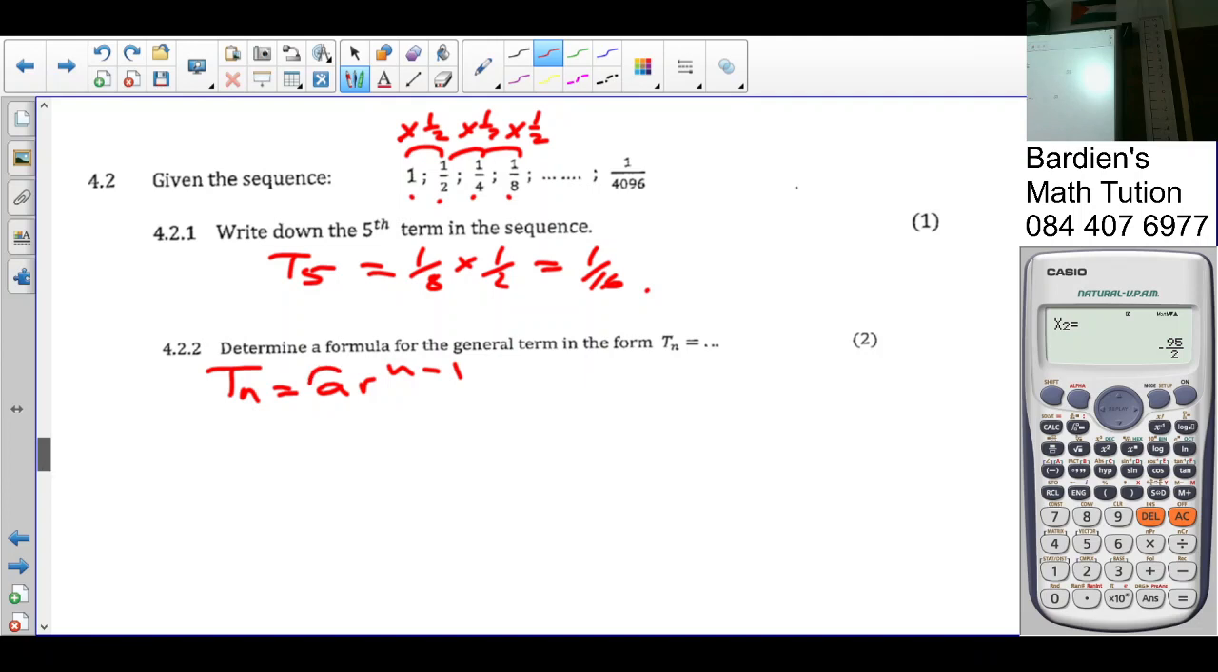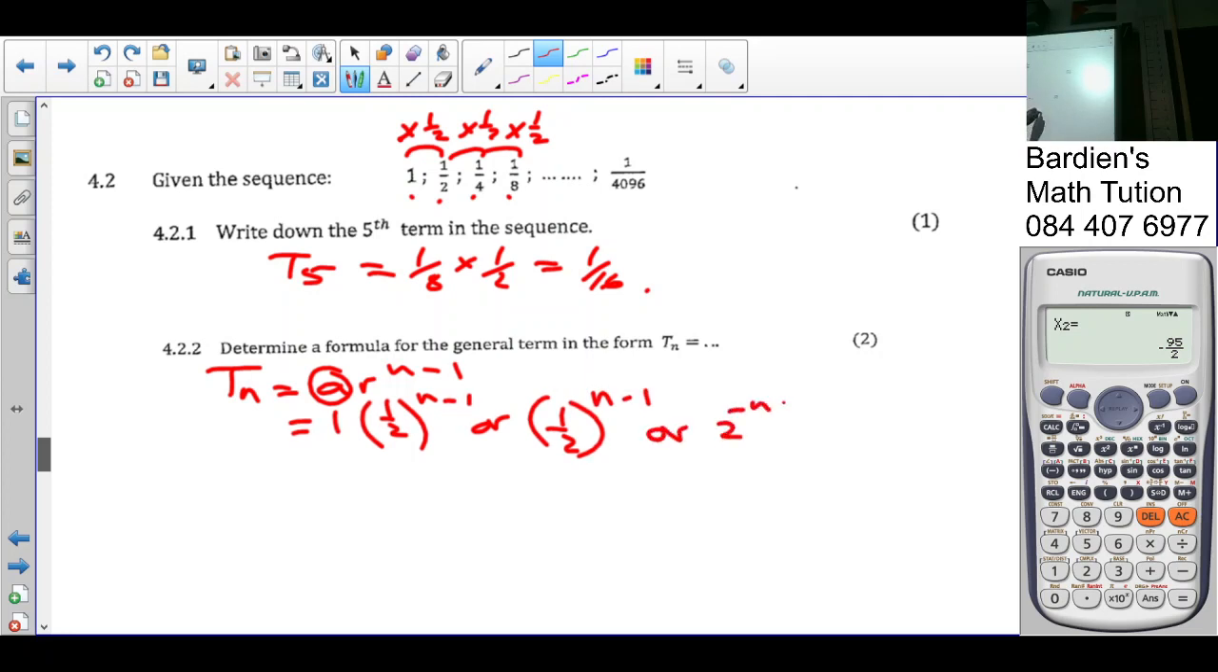What is your a value? The a value is normally the first term of the sequence. What's the first term of the sequence? 1. What's your r value? Half. So Tn equals a half to the n minus 1. You can write it like that, or you could have written 2 to the power of minus (n minus 1). Any of those would be acceptable. Okay?